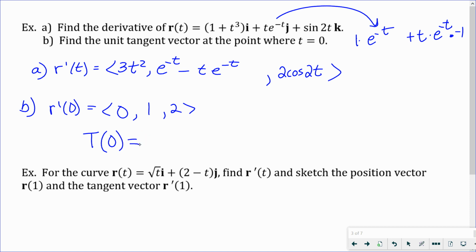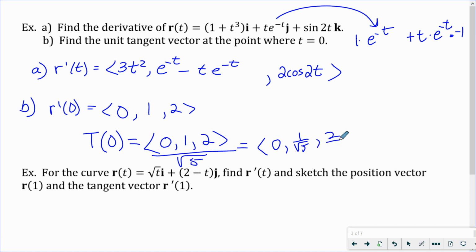Alright, so basically I'm going to take this vector, 0, 1, and 2, and divide it by its own magnitude. So what's the magnitude of that? Now what number should go in my radical? 5. 5, yes. Alright, and we can leave it like that technically, but let's just go ahead and write it. 0 over radical 5 is 0, then I get 1 over radical 5, and 2 over radical 5.